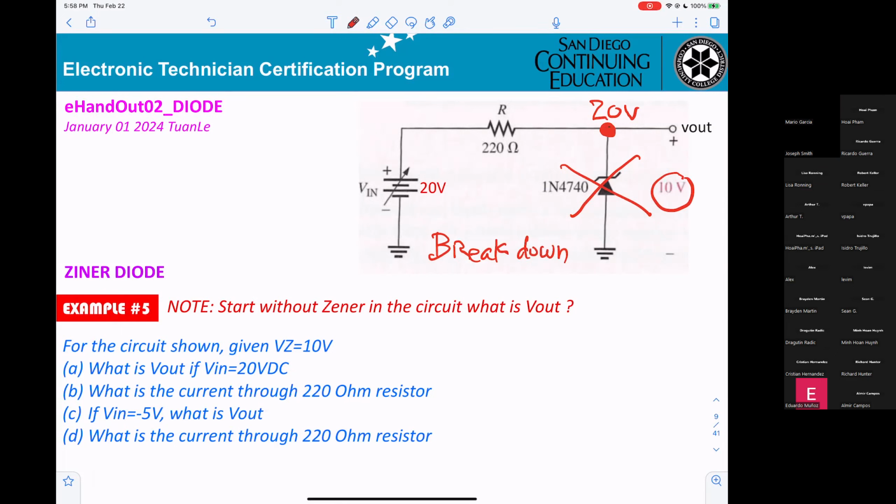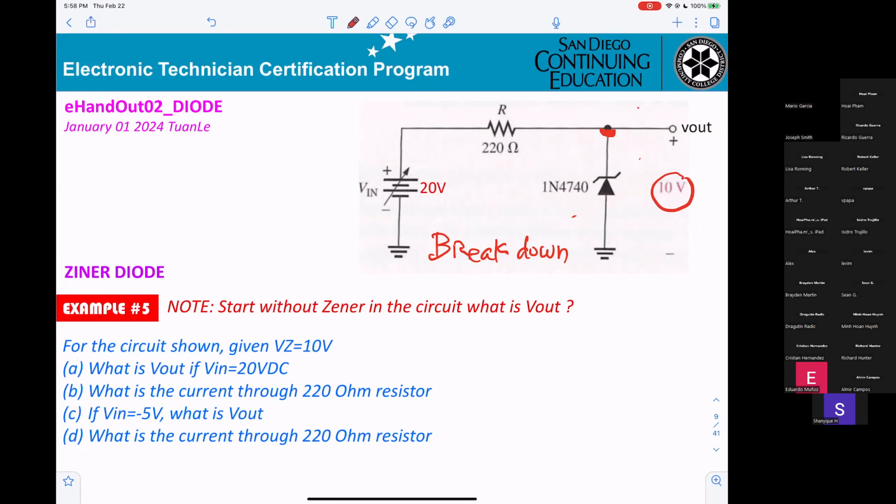Okay? So, the Zener breaks down. What happened? It allows the current to flow through it. Now, the highest voltage on the output will be 10 volts. They're telling you it breaks down. That's why you get 10 volt.